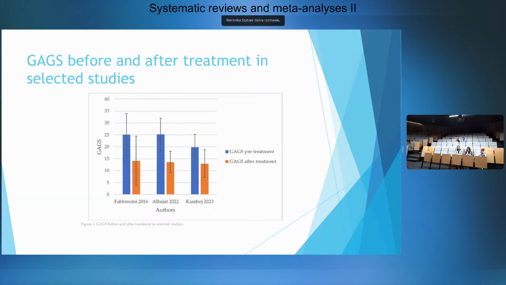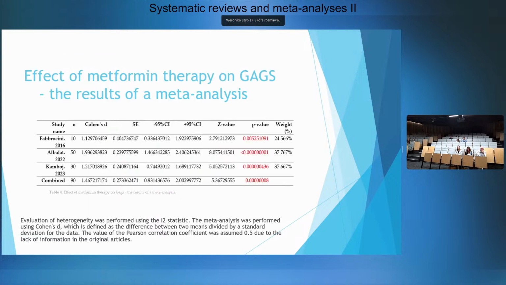In these studies, acne assessment was performed with use of GAGS. And as we can see, the GAGS assessment after applying metformin therapy was significantly lower in all selected studies. The results of our meta-analysis are as follows. Evaluation of heterogeneity was performed using the I2 statistic, and the heterogeneity was approximately 64%.